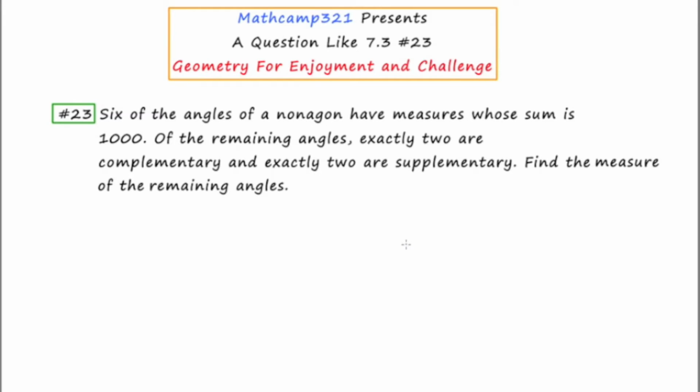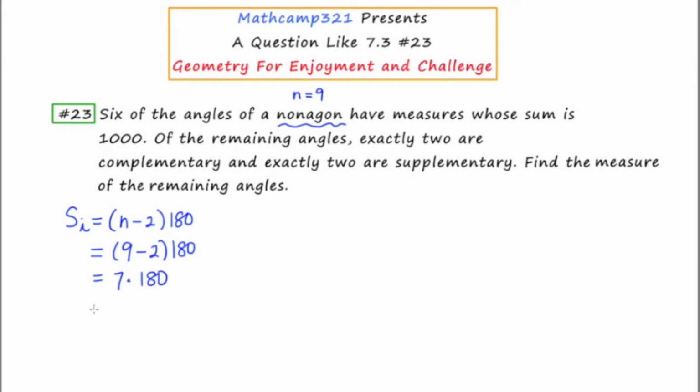6 of the angles of a nonagon. So the word nonagon tells us that we have a polygon with 9 sides, so n is equal to 9. Now, they're talking about the measures of the angles of this nonagon. So this brings to mind a formula, S sub I is equal to n minus 2 times 180. Now, in this case, we know that n is equal to 9 because we have a nonagon. Of course, 9 minus 2 is 7. So we have 7 times 180, which is 1260.